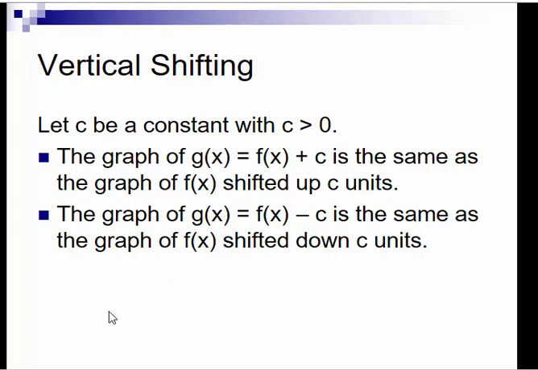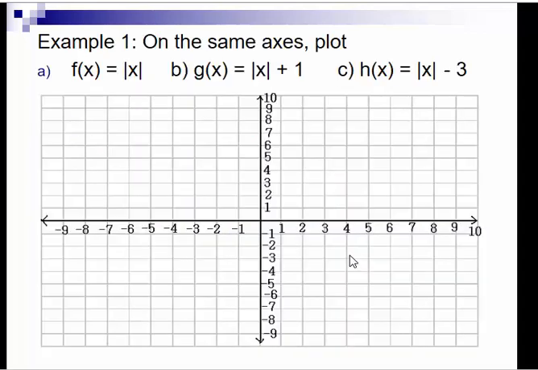So the result that we have summarized here is if you have any function f of x and you know what its graph looks like, and if c is any positive constant, if you add c, the graph is going to look the same as it did before but shifted up by c units. And if you subtract c, it'll look the same shifted down c units. So those are the vertical shifts. Next, we're going to explore what are called horizontal shifts.